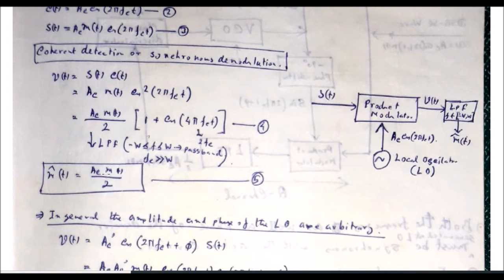Okay, it is not the same as mt, it is a scaled version of mt, but you can say it is proportional to mt. So that means you are getting back the message signal, or a proportional message signal, at the output of the coherent detection. Why is it called coherent? Coherent means synchronous. Synchronous means occurring simultaneously. Okay, why is it called coherent or synchronous detection?